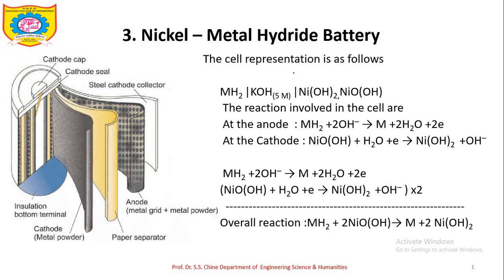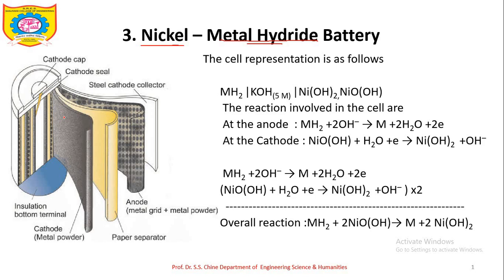Now the next type of battery is nickel metal hydride battery, an example of secondary battery. So it is again the rechargeable type of battery. So most of the batteries differ on the basis of the use of anode and cathode. Okay. So in this nickel metal hydride battery, we are using metal hydride as an anode. That's why it is a metal hydride battery. And at cathode there is nickel oxyhydroxide that is used as a cathode.